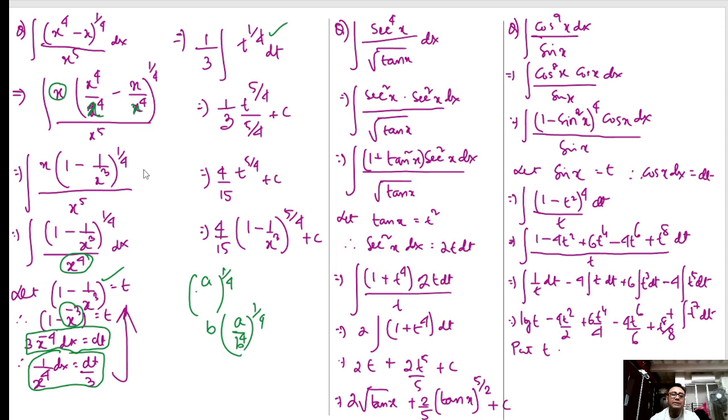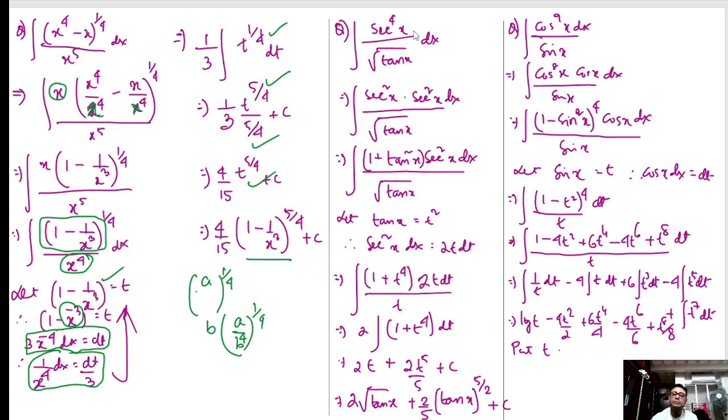We have taken this part as t. So this becomes t to the power 1 by 4, and dt, 1 by x to the power 4 dx, is dt by 3. So this becomes t to the power 5 by 4 by 5 by 4, which is this, and now we replace the value of t.